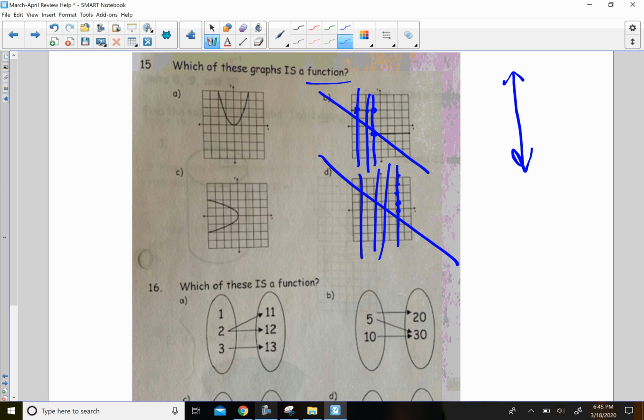So if I look at letter C, the same deal is going to happen. If I draw a line here, it hits twice. If I draw a line here, it hits twice. So as soon as I find a spot where it hits the graph more than once, it's not a function.